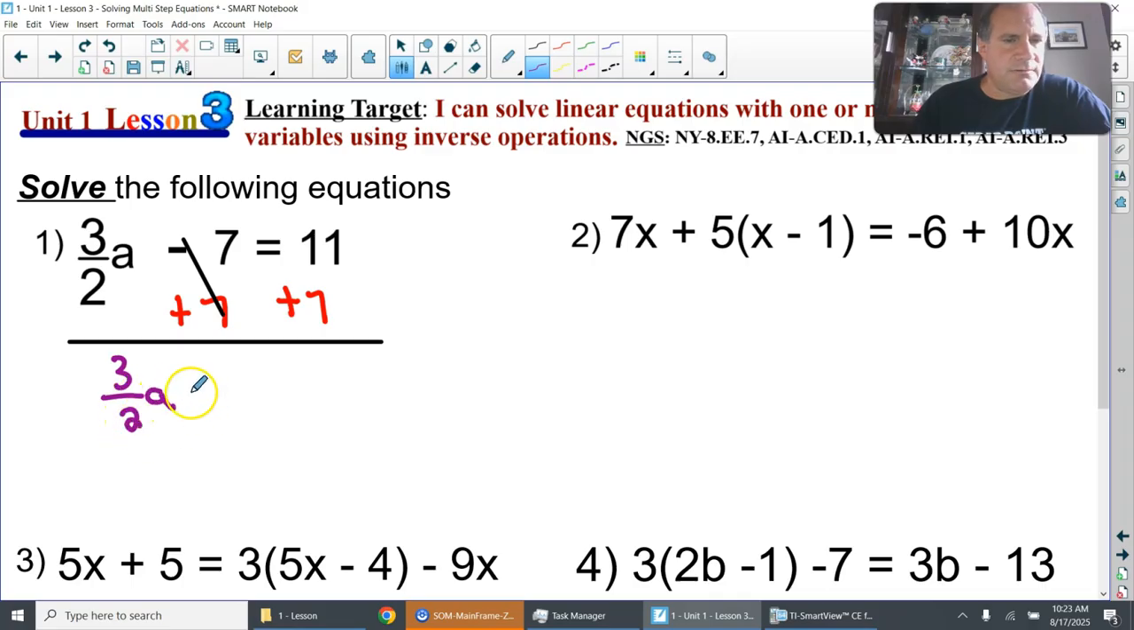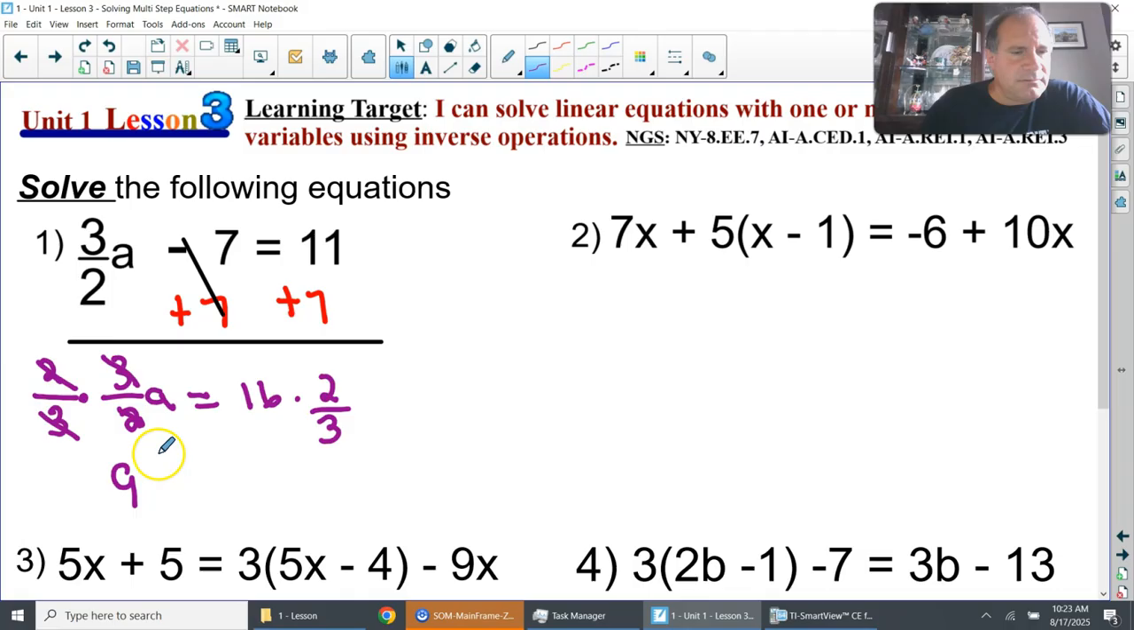Bring the 3 over 2a down. This is 16. Just remember, when you're multiplying, if you have a fraction, multiply by the reciprocal. This cancels. A comes down. See how I wrote it as a 9 again? That is not good. A.